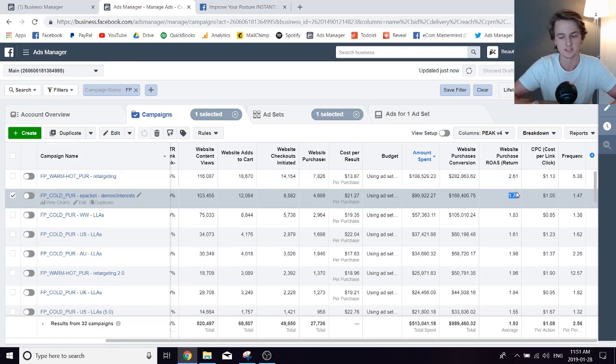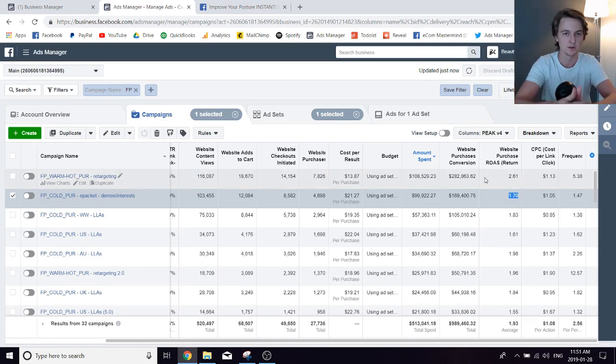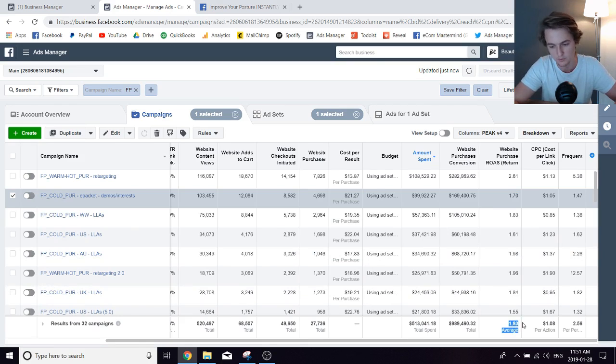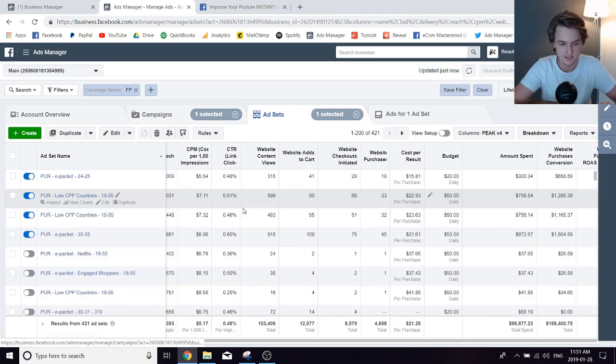Blended ROAS is the combination of taking a hit at the start to get people to know about your brand, and then you can retarget them. If you combine those two, you get a combined ROAS, in this case 1.93 overall blended ROAS. Let me show you what kind of ad sets I was targeting here.